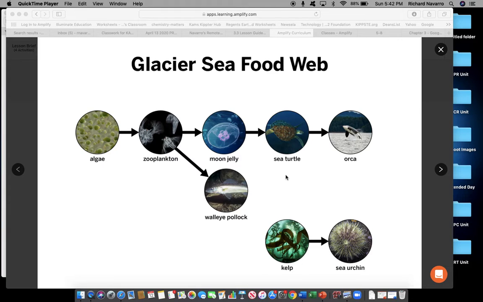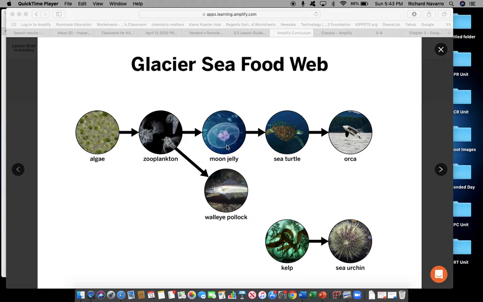When we look at this food web, we can notice direct and indirect relationships. First off, let's take a look at the food web that affects the moon jellies. As you can see, the moon jelly consumes the zooplankton. So the zooplankton would be a resource population for the moon jellies, and the sea turtles consume the moon jellies, so they would be a consumer population of the moon jelly.